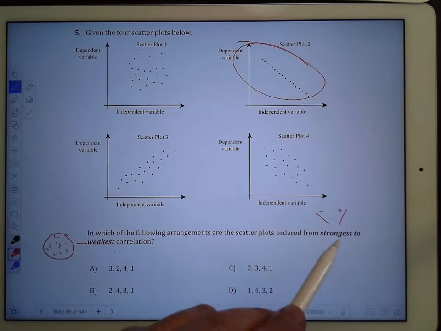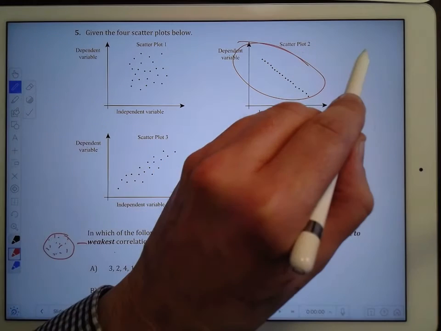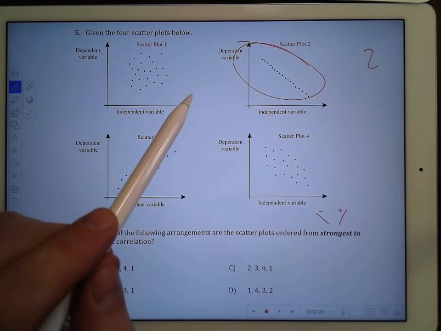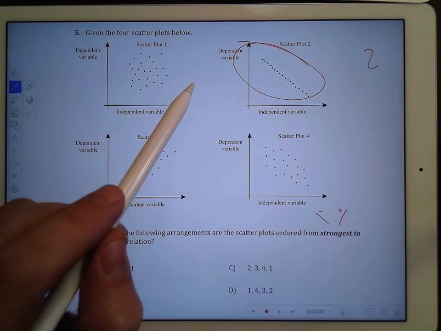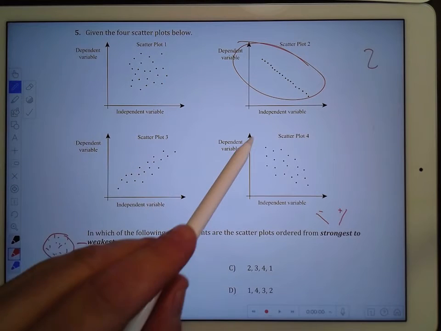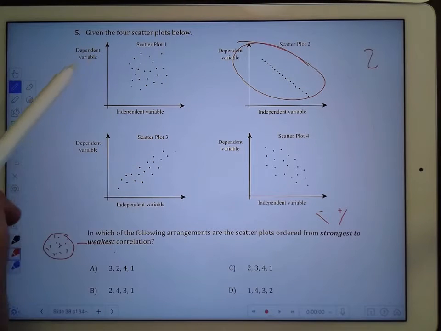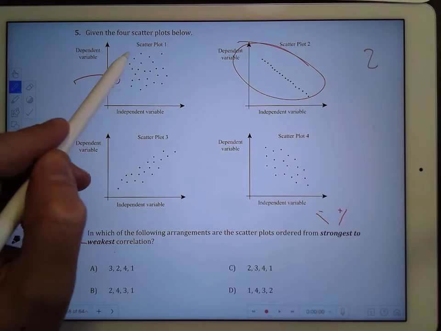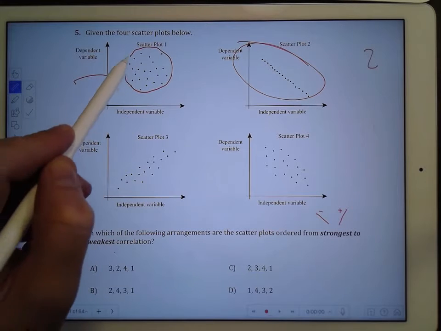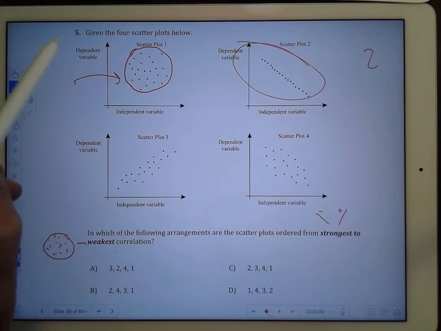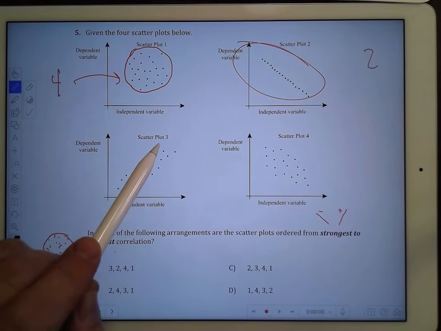So since I'm looking for strongest, scatter plot number 2 is definitely the strongest one there. It's the one that's the most linear. You could also kind of look and see which one the most scattered is, usually pretty easily. This one over here, for example, is almost perfectly scattered. Looks a bit like a chocolate chip cookie when you do that, and that often will tell you that you're dealing with the weakest one.